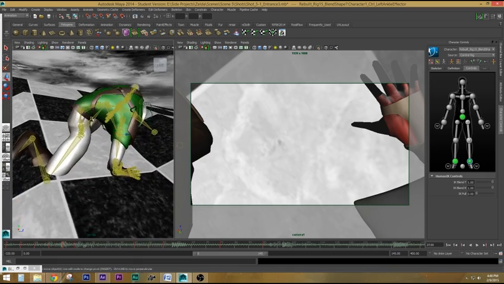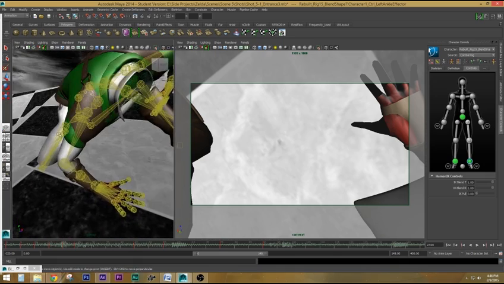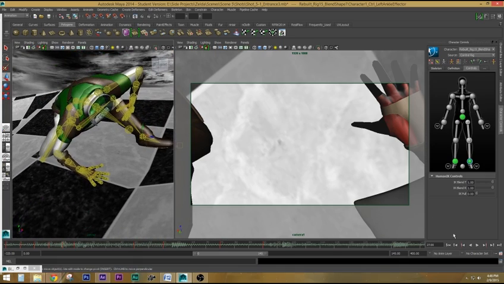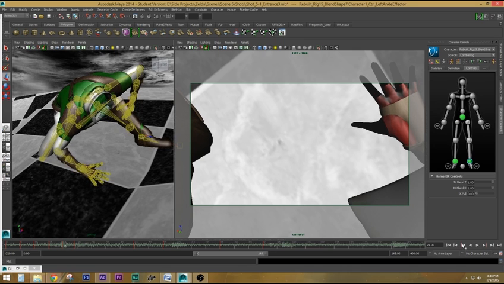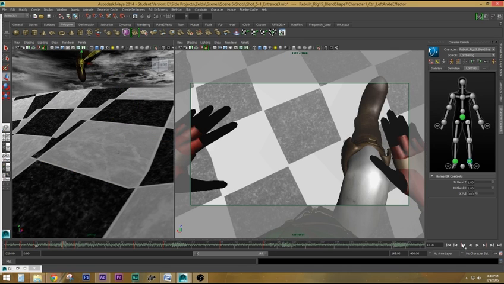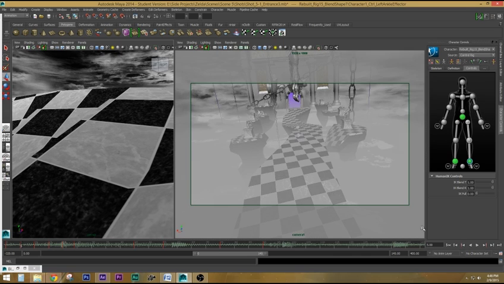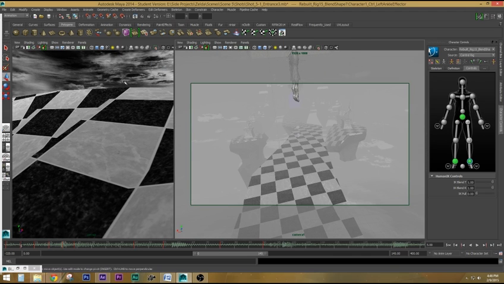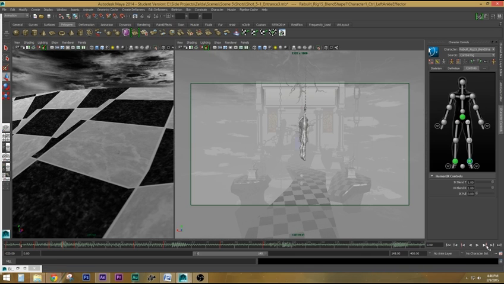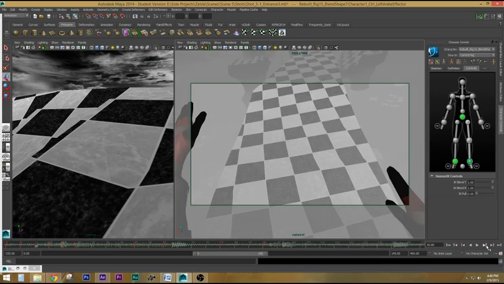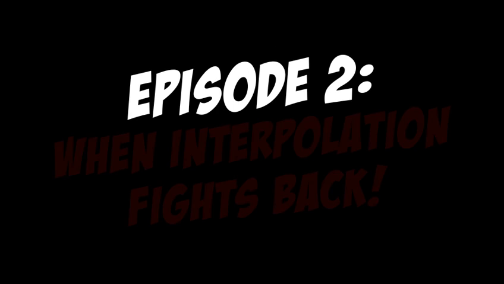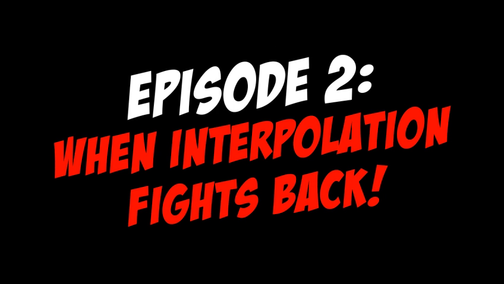Now, things get more complicated when animating characters, as our hero here has 48 joints which all affect his movement, kind of like a puppet. When you rotate his elbow joint, for example, the rest of his arm will move accordingly. As you can probably already tell, animating a character running or swinging a sword can get pretty intense. With that in mind... Episode 2, When Interpolation Fights Back.